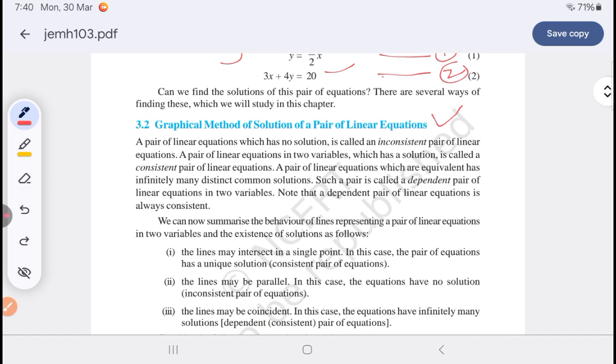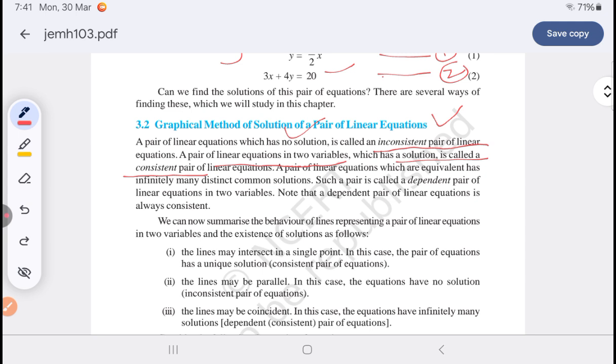A linear pair of equations which has no solution is called an inconsistent pair of linear equations. No solution means this equation doesn't have any solution. A pair of linear equations in two variables which has a solution is called a consistent pair of linear equations. If you have a solution, then it is called a consistent pair of linear equations. If you don't have a solution, then you call it an inconsistent pair of equations.